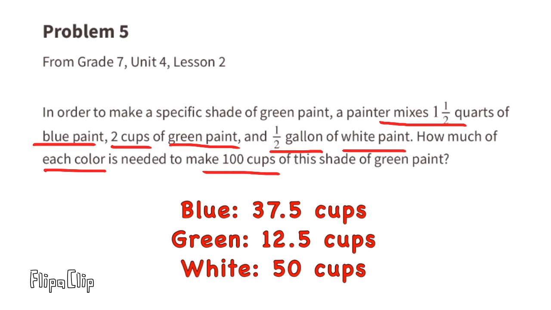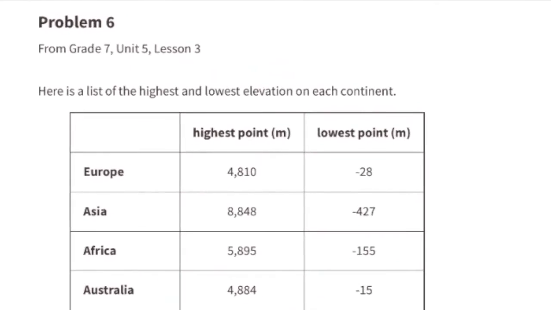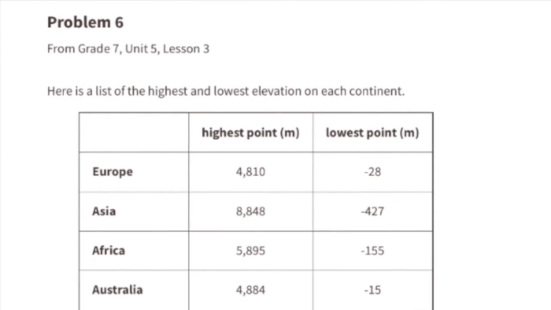For the painter to make 100 cups of this shade of green paint, the painter will need 37.5 cups of blue paint, 12.5 cups of green paint, and 50 cups of white paint. Add up all these cups and you can see that it equals the 100 cups that make up this shade of green paint. Problem number 6 from 7th grade, Unit 5, Lesson 3.